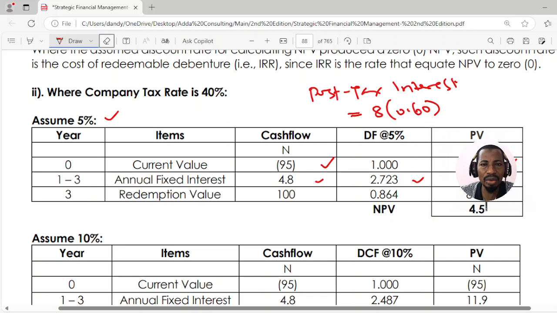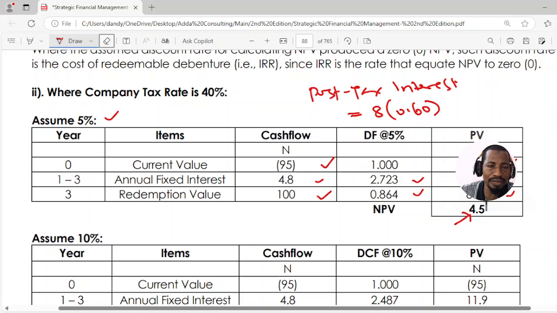Then at the final year, which is year 3, this debenture will be redeemed at par, which is 100 naira. The discount factor at 5% for year 3 is 0.864. Multiplied by 100, that's 86.4. 86.4 plus 13.1 minus 95 will give us 4.5. So we got a positive NPV of 4.5 using a 5% discount rate.